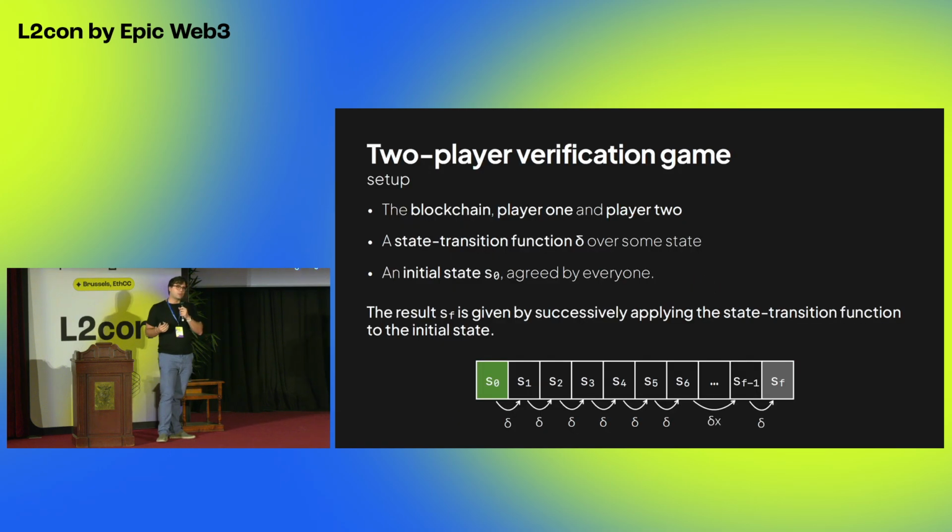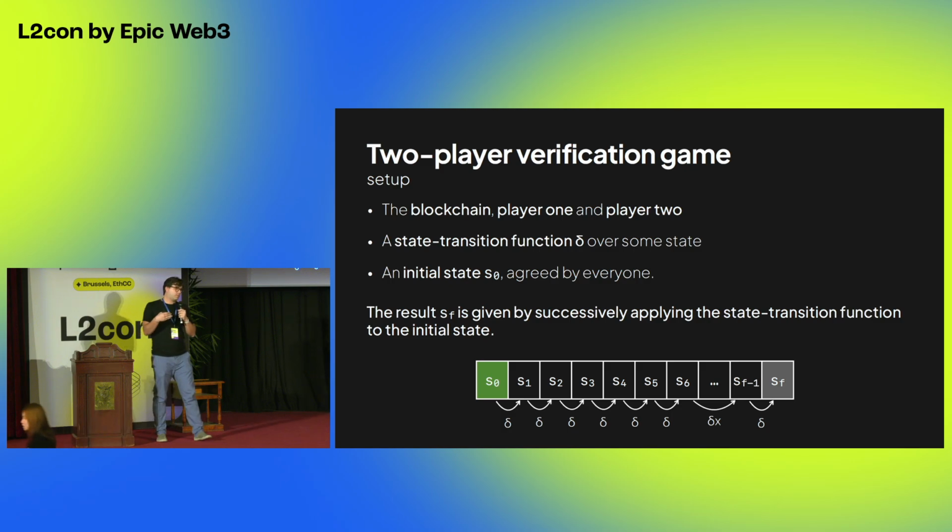So let's simplify our model. Let's suppose there's just two players and the blockchain. Those two players are the validators. They want to prove the result of a computation back to the blockchain. The first thing they do is agree on a state transition function. You can think of a state transition like a CPU instruction, like a CPU tick. It's something that moves the state forward. Then they also agree on an initial state. And they acquire the end result by taking the initial state and applying the state transition function over and over again until they get to the result. And that result is what they want to prove to the blockchain.